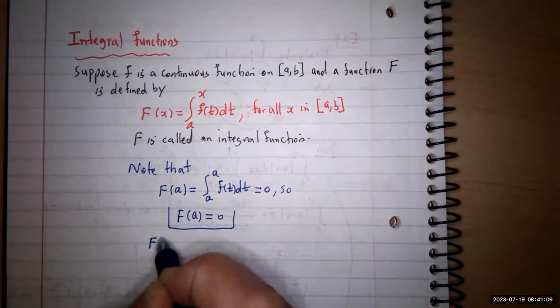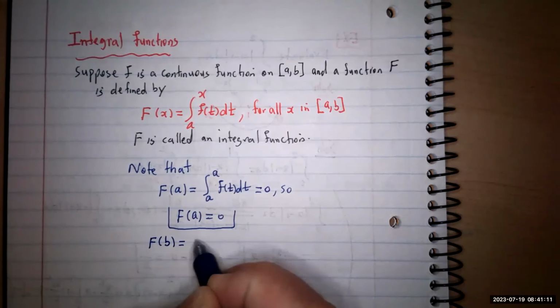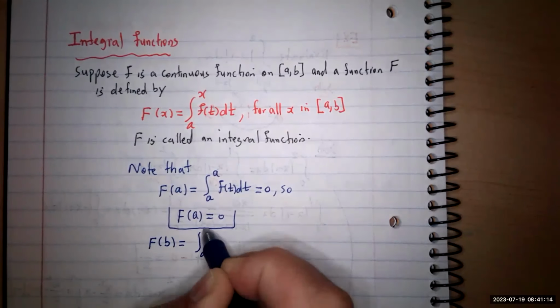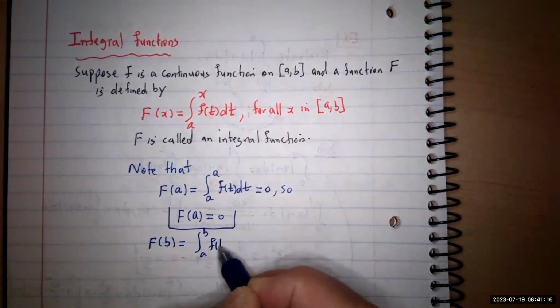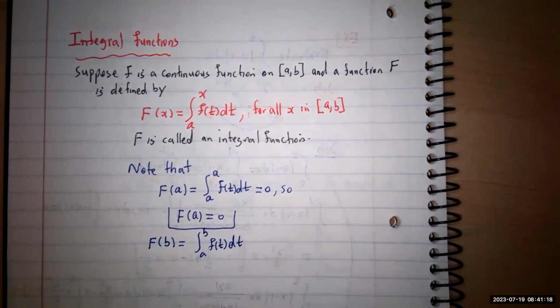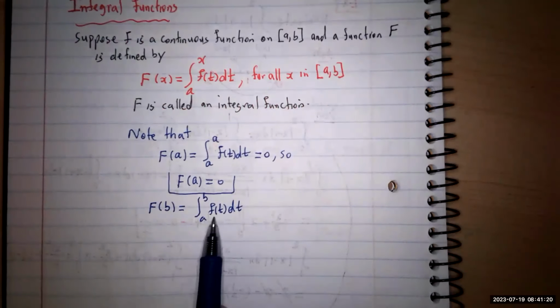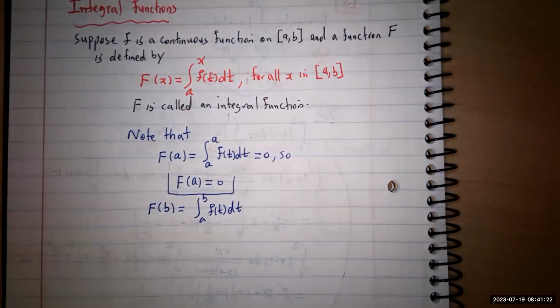If you replace x by b, that gives you the integral from a to b, f of t dt. Then you have to go and find the integral and replace the a by b. Okay, so this is your new function. We call it an integral function. Let's give you some examples to get to know them.